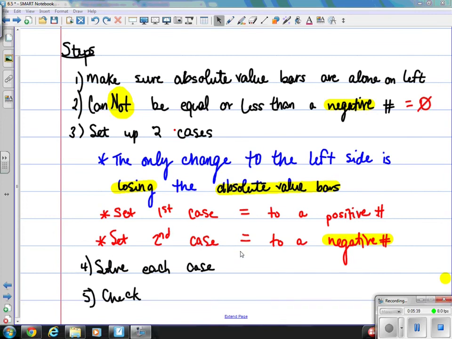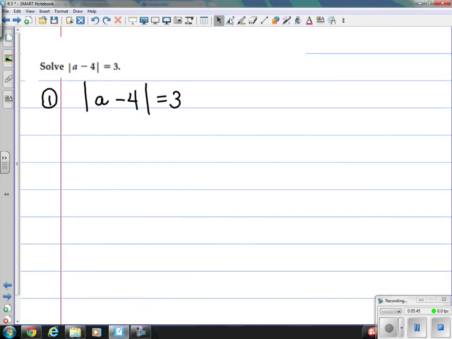Step 4, we're going to solve each case separately. Step 5, check. So here's our first example. We're going to go through our steps and say step 1, make sure it's alone on the left side.